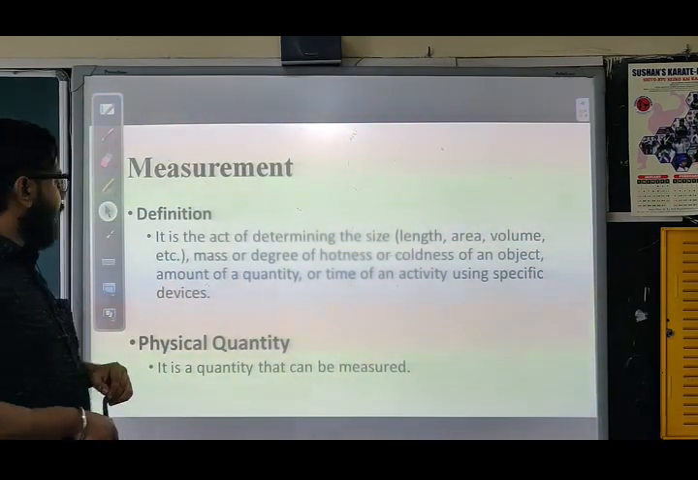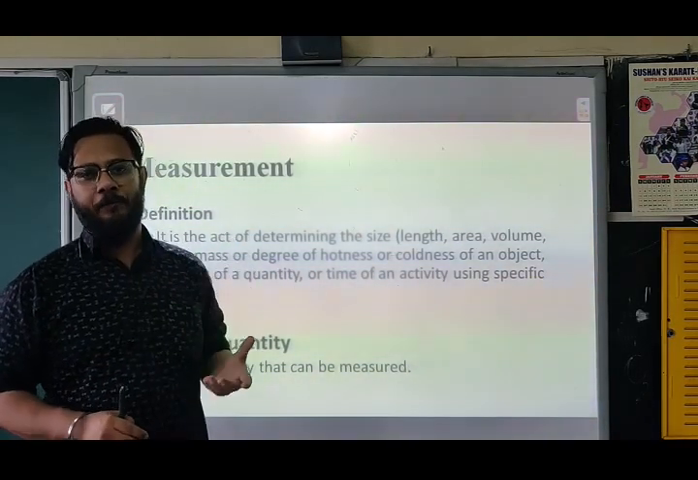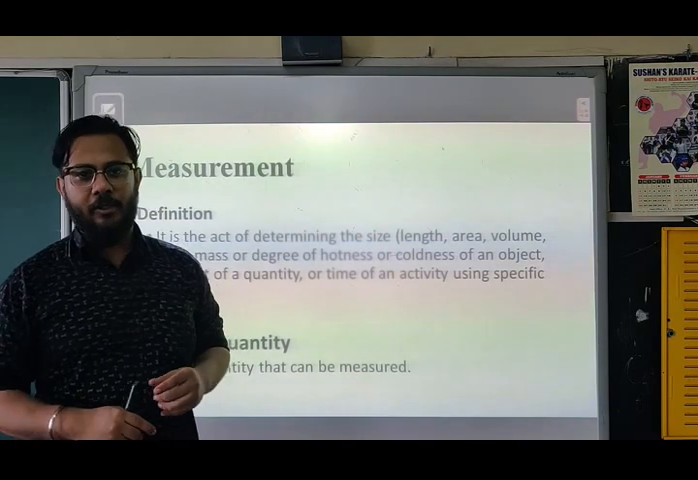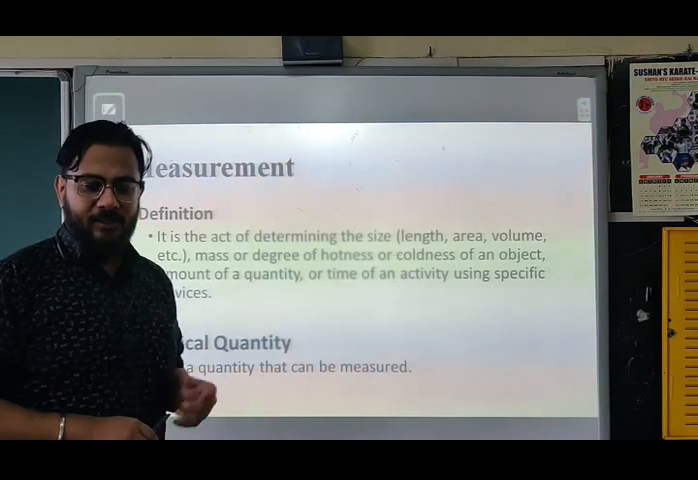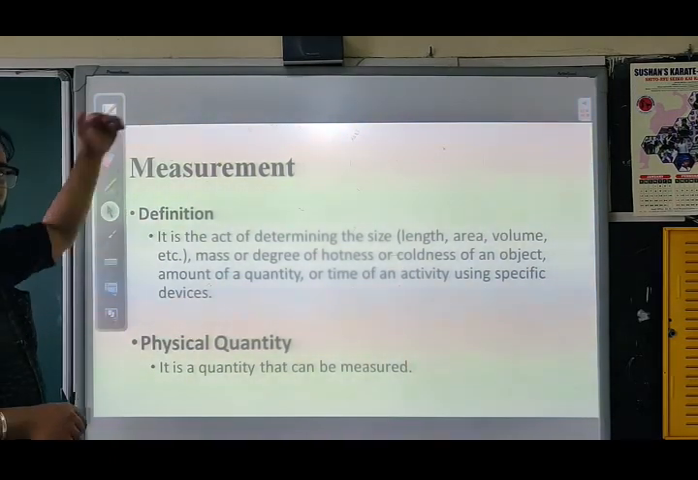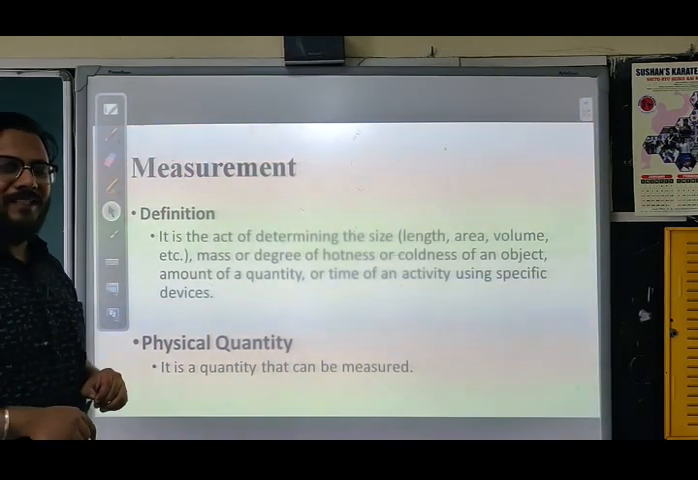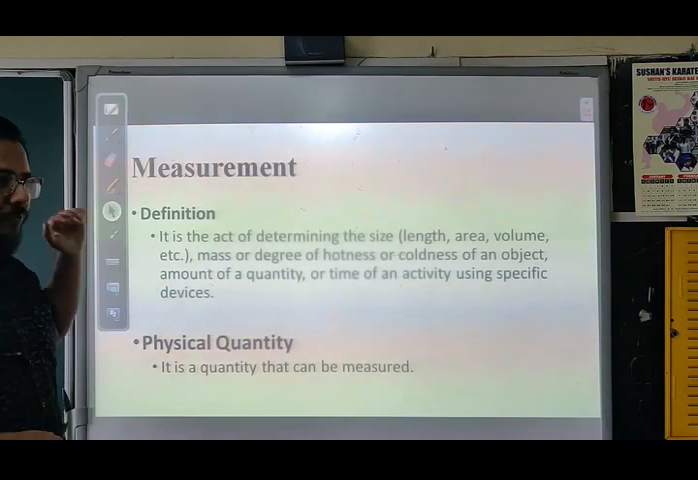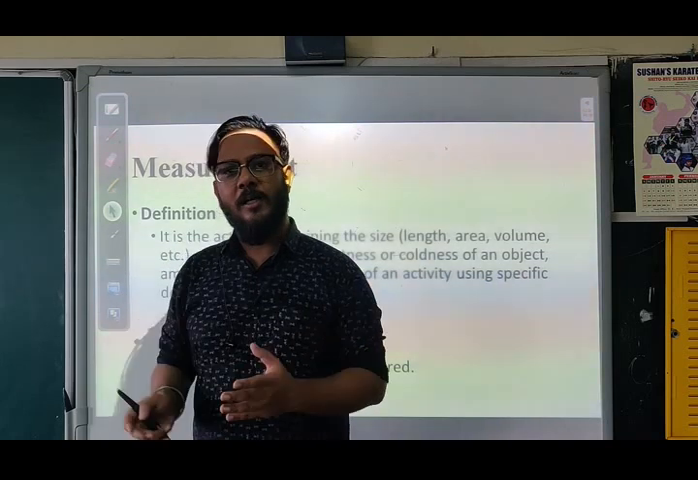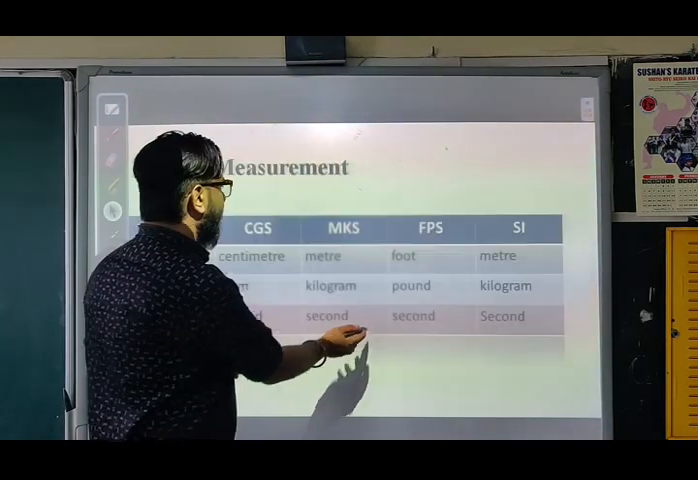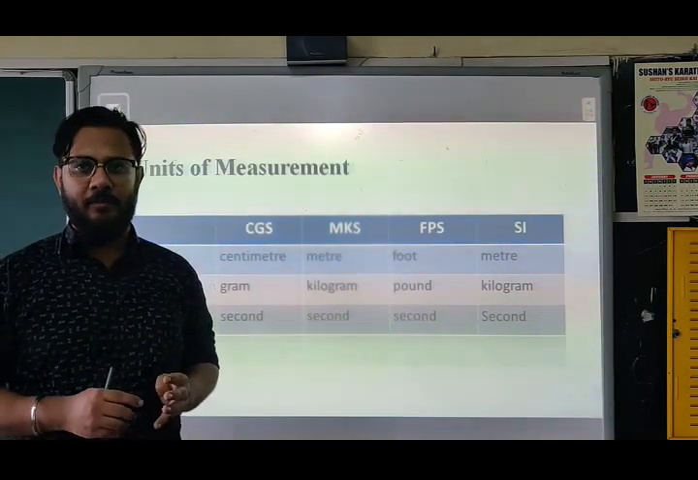Time of an activity using specific devices, for example, how long does it take for me to run around the ground? We have a stopwatch for that, right? And other things, and we could get into details about these in later slides. Measurement can only be done on physical quantities. Physical quantities are basically the quantities that can be measured, and measurement can only be done on physical quantities. Please remember that.